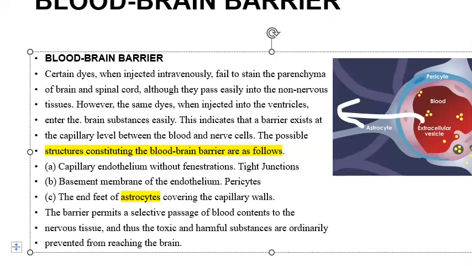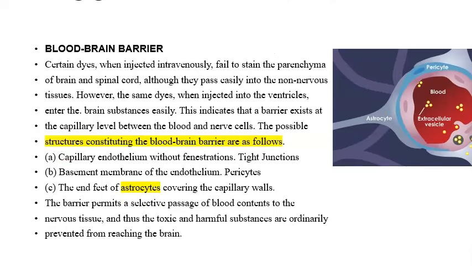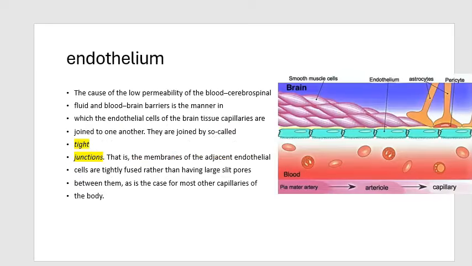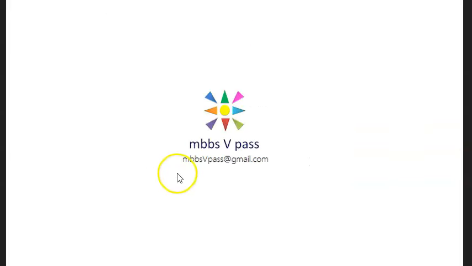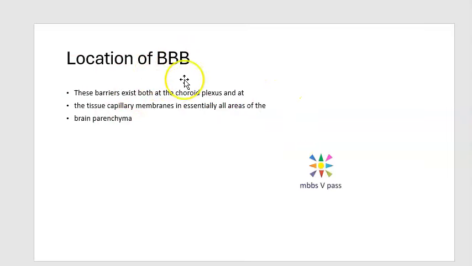What will it not allow? Toxic and harmful substances it will not allow. That is its intention. So what are the components is the first part of the question. You will say endothelium, no fenestrations, tight junctions in this endothelium, then a basement membrane, then you can mention the word pericyte, and mainly you should not forget the word astrocyte, which is a neuroglial cell. Next, where is this blood-brain barrier? Almost all parts of the brain parenchyma, you can say.